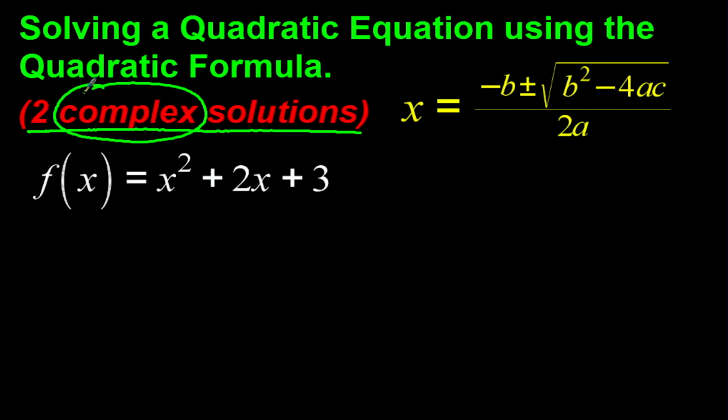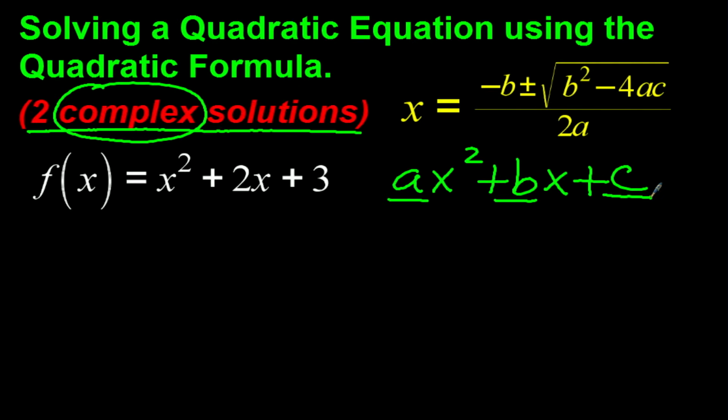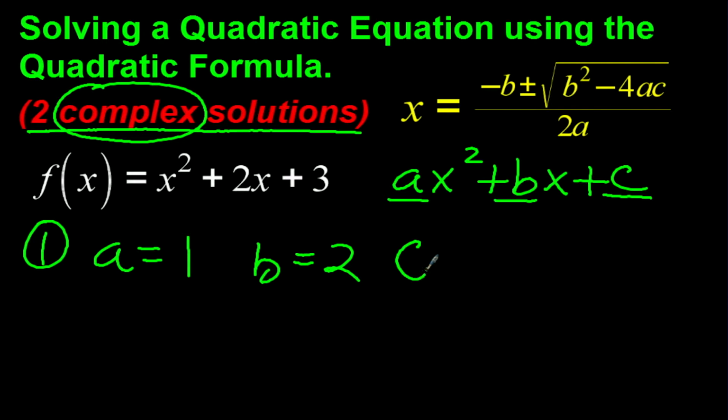So remember, we always start out with standard form of ax squared plus bx plus c, where a is my leading coefficient, b is my secondary coefficient, and c is my constant term. So my first step always is identifying a, b, and c. So a is going to equal, in this case, 1. B is going to be equal to 2, and c is equal to 3. Very important that I identify those coefficients and the constant.